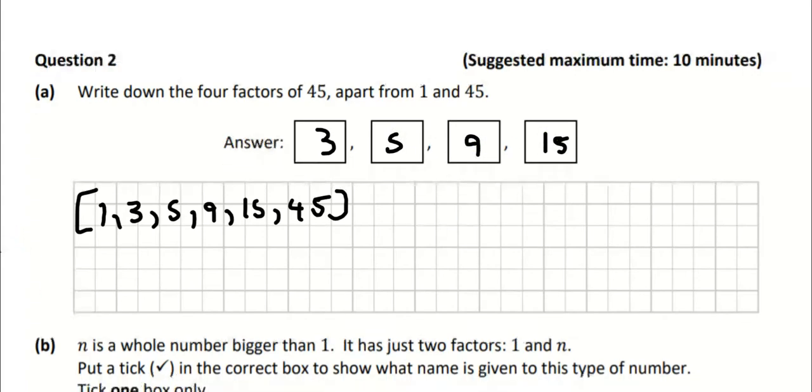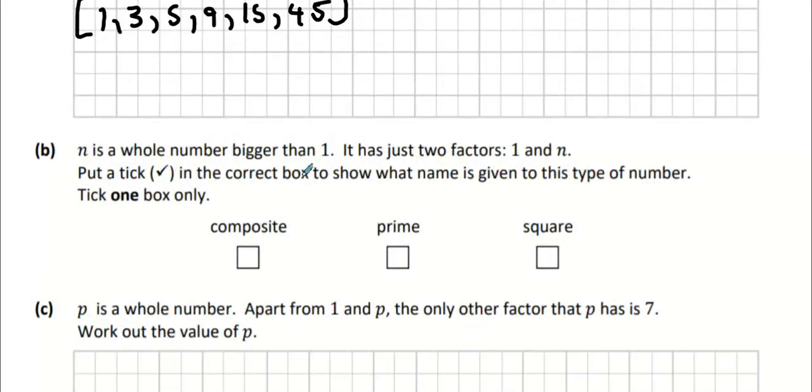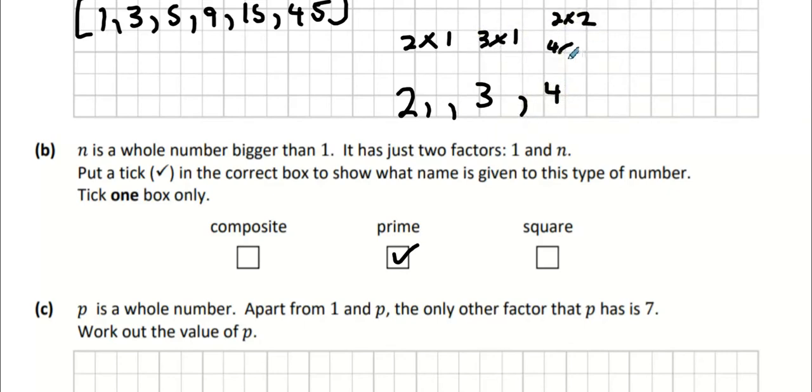Okay. n is a whole number bigger than 1. It just has 2 factors, 1 and n. Put a tick in the correct box to show what type of number n is. The answer is prime number, lads. Please remember, prime numbers start at 2. 2 can only be made using 2 multiplied by 1. 3 can only be made using 3 multiplied by 1. 4 is not a prime number because you can make it using 2 multiplied by 2 and 4 multiplied by 1. The fact that it only has 2 factors means it's got to be prime.